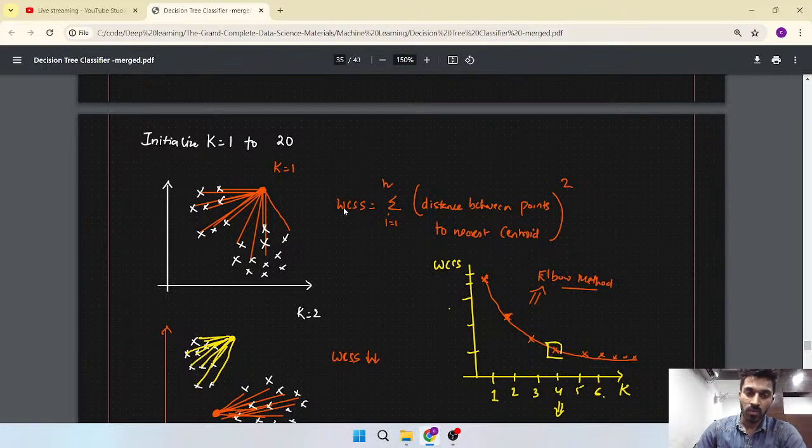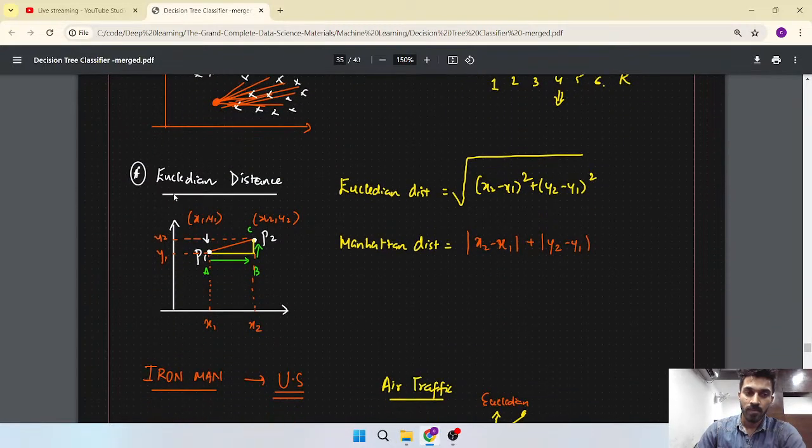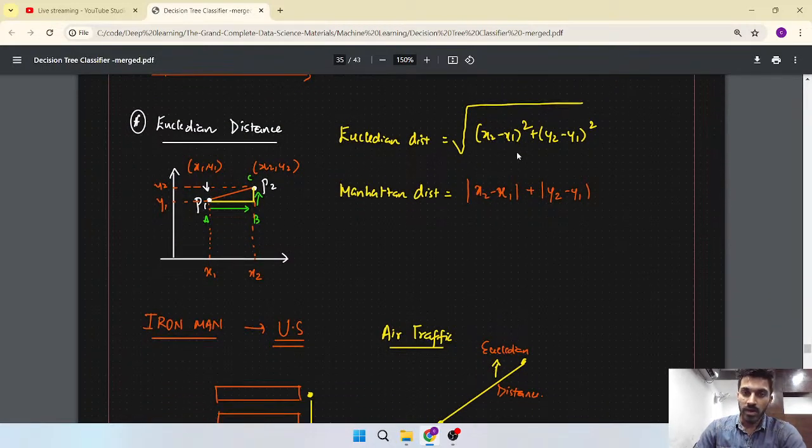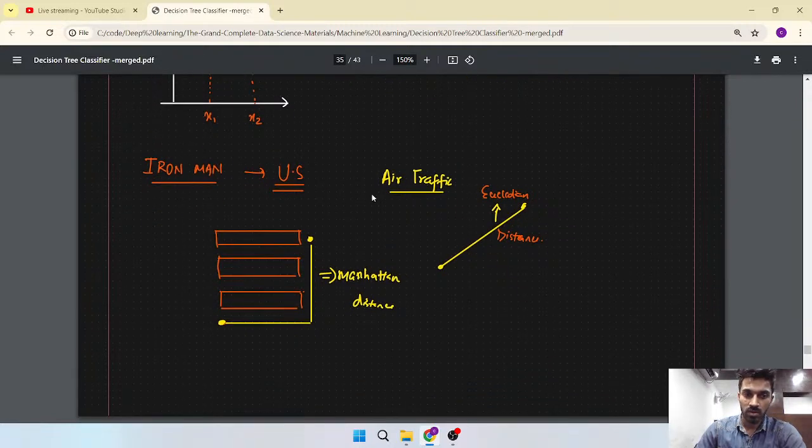And this is the formula for WCSS: the distance between a point and the nearest centroid, and take the square. So basically this is the WCSS score. And Euclidean distance and Manhattan distance, I already told you.